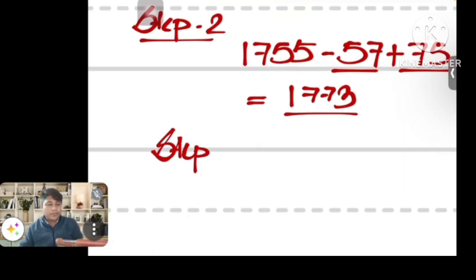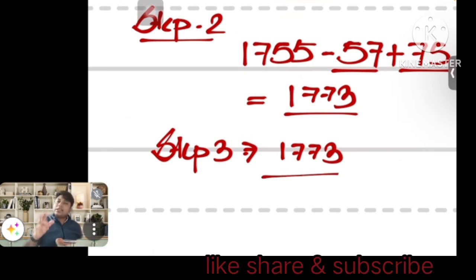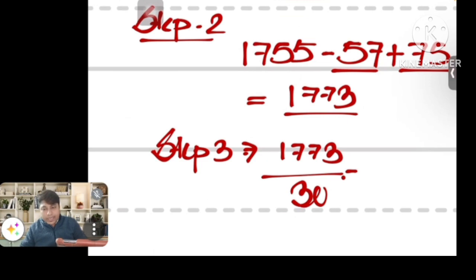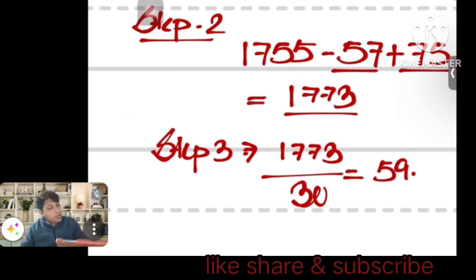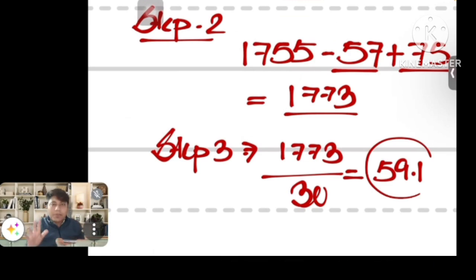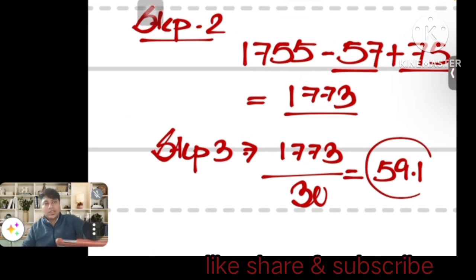Step number 3. Finally, 1773 divided by the observations. Since there are 30 students, we have to divide it by 30. So the actual value you will get is 59.1. Please do it by yourself. This is a very simple technique. I strongly believe you all understand this question.